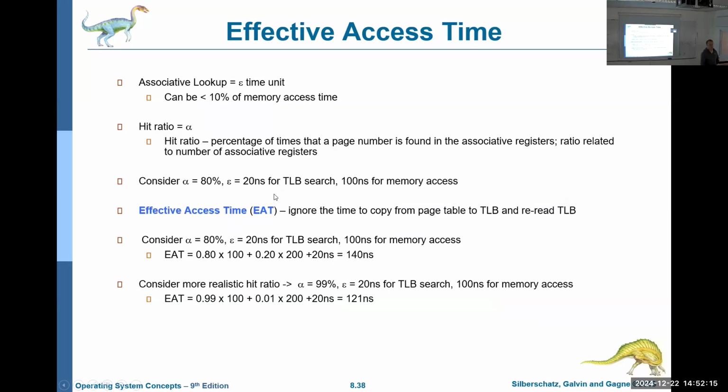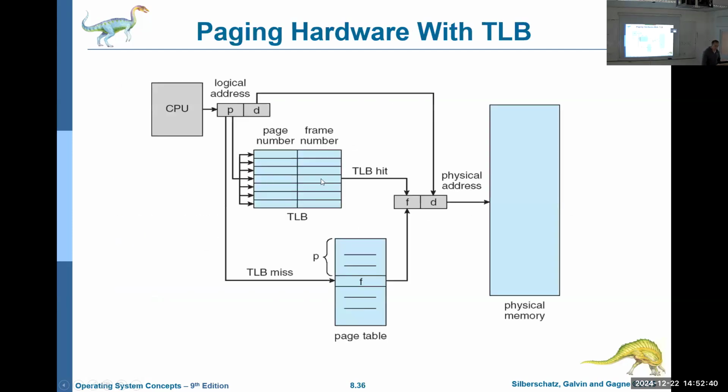Okay, now let's talk about effective access time, which we also talked about in computer architecture. Associative lookup is epsilon time. In other words, to look up something is epsilon, and the hit ratio is alpha. What does it mean, the hit ratio of alpha? For example, alpha could be 80%, which means 80% of the time we get our page number translated to a frame number by the TLB, and we can go straight this way, and we don't have to go to a memory lookup to get it.